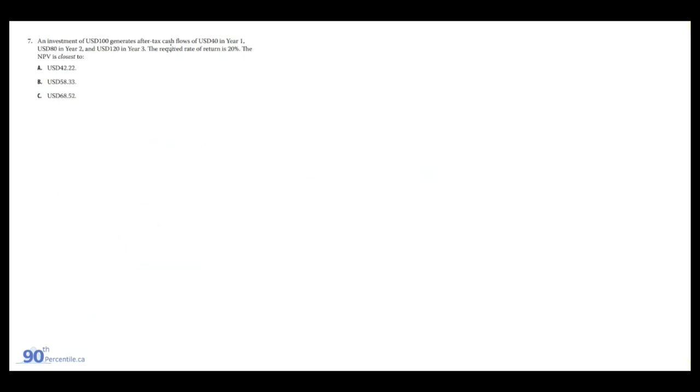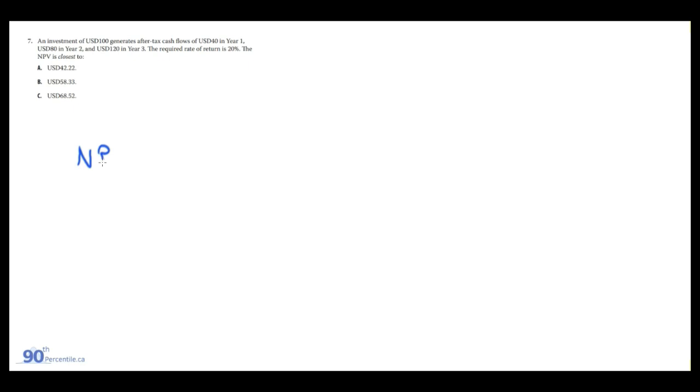An investment of 100 USD generates after-tax cash flows. Once again, it's not relevant for this question, but do note that NPV analysis always deals with after-tax cash flows. So anyway, 100 investment, we get $40 in year 1, 80 in year 2, 120 in year 3. The required rate of return is 20%. What's the NPV? You can do this one a little bit different. You can still do it on the calculator, but you can show multiple ways.